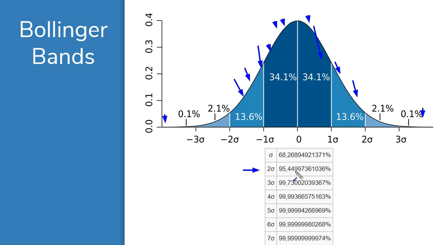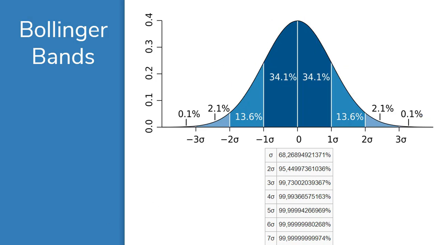Now, enough with the math. I'll show you on a chart what this actually means. Just remember that 2 standard deviations equals, in statistical terms, that the price range, that the bands here, contain around 95% of all our data.